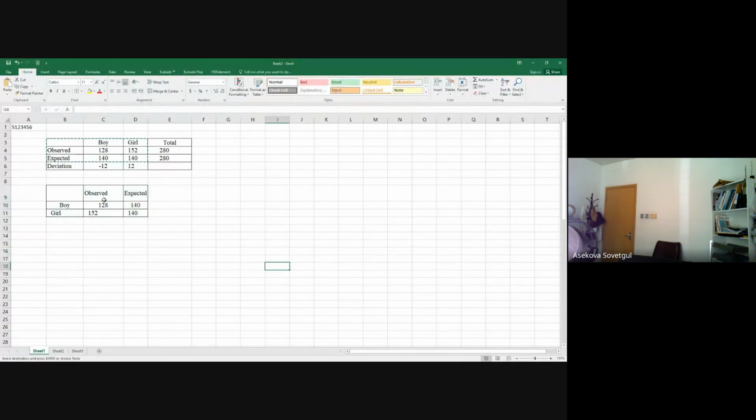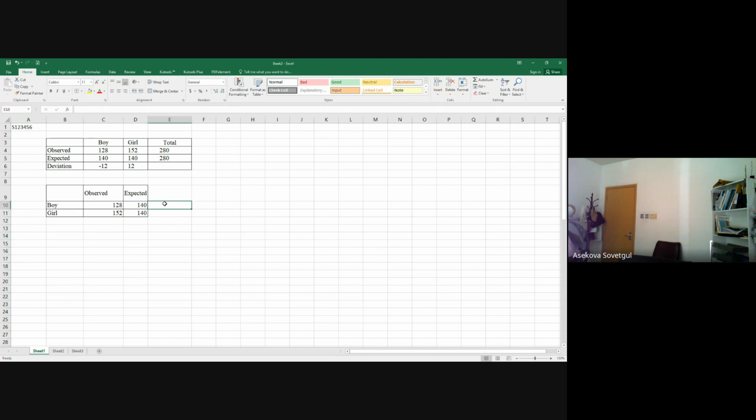I like to write observed in the column and expected also in the column, but in the rows I want to write down each categorical group. So the first group is the boy, the second group is the girl. I like to write it this way because it is easy for calculation. You can also make it like this because there is no difference.